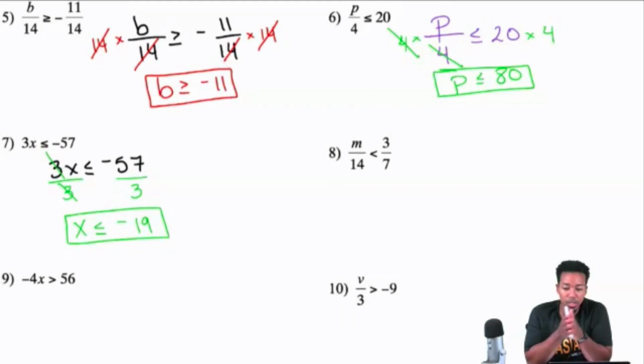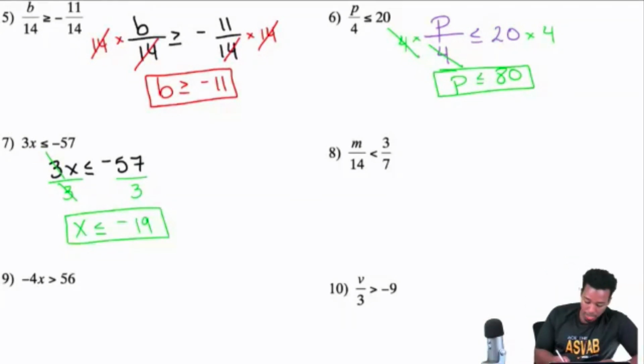So let's go ahead and get through it here. Let's go ahead and try these out. And again, they're going to get harder. Don't worry, Roger. They are going to get harder.